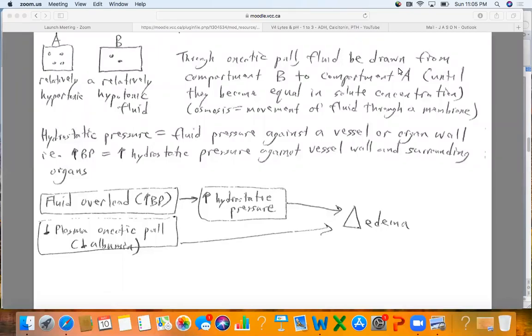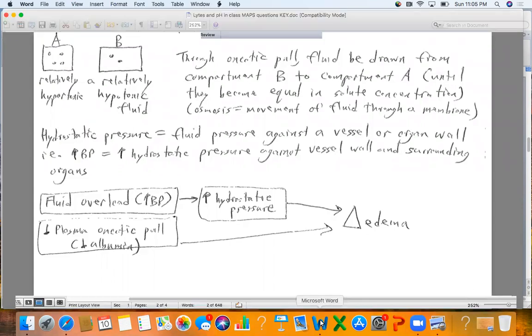Welcome to Variations 4, Lytes and pH unit, covering questions number 11, 13, and 14. In case you're wondering what happened to question number 12, that was the dynamics of fluid shifts question. We actually covered that in the last video.